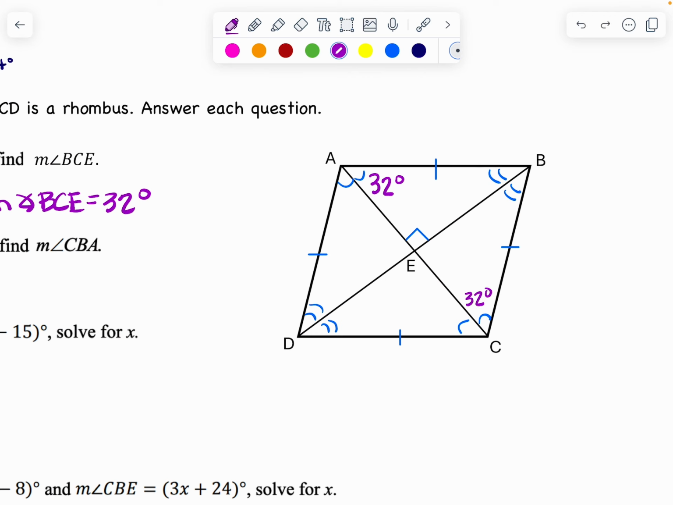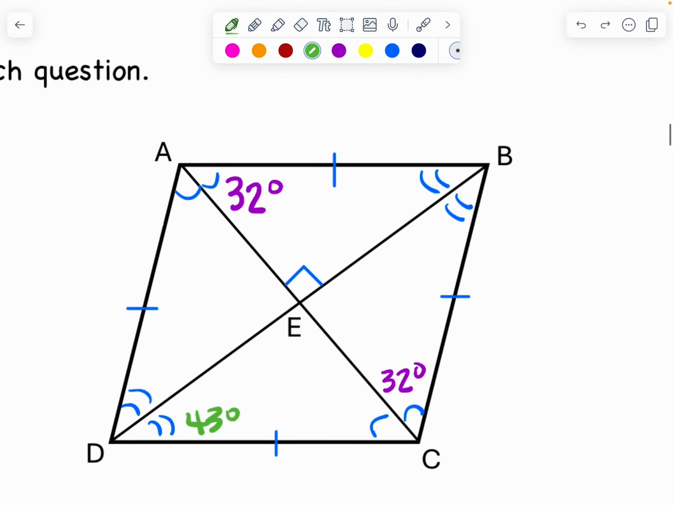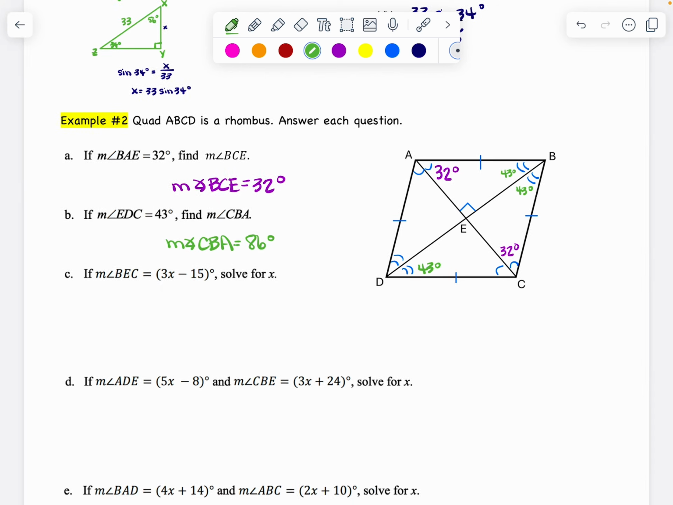And that, of course, makes sense because those are also base angles of this isosceles triangle right here. All right. Let's see. EDC is 43. Okay, so EDC is 43, which means all of these angles along that diagonal are 43 degrees. And it says find the measure of angle CBA. Well, that's the whole angle, right? And I know that each one of these is 43 degrees. So therefore, the measure of angle CBA is 86 degrees.